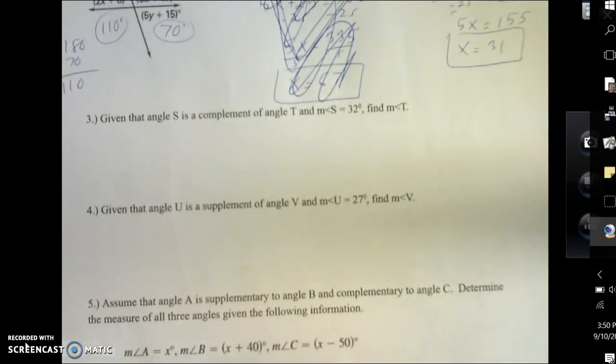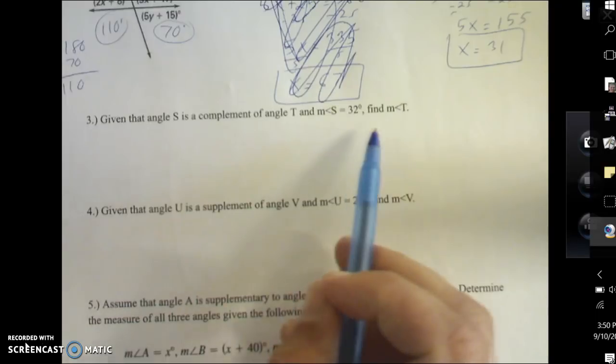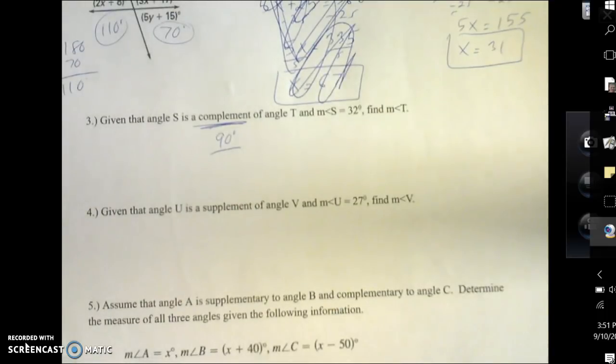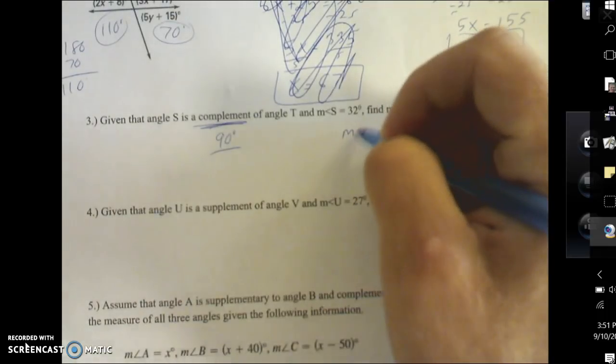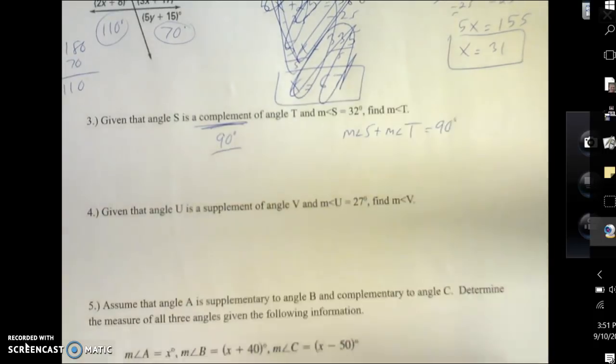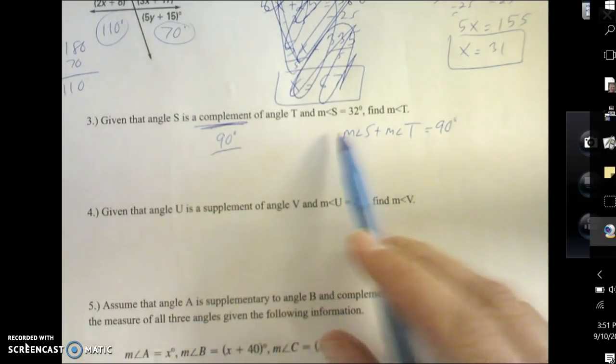Number 3. Given that the angle S is a complement of angle T and the measure of angle S equals 32 degrees, find the measure of angle T. Complement means 90 degrees. Has to add to 90 degrees. So, the measure of angle S plus the measure of angle T has to add to 90. I know that S is 32.